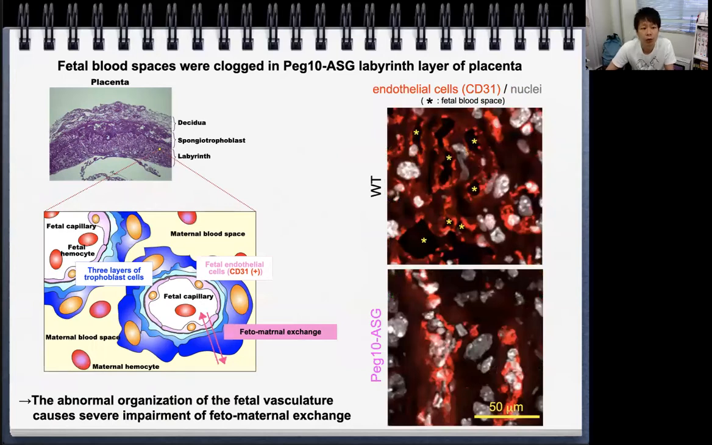Under magnified views, in the labyrinth, the fetal endothelial cell nuclei were accumulated in a narrow space, and the fetal blood space observed in wild type had become clogged in the mutant. As this structure is essential for gas and nutrient exchange between the fetal and maternal blood, this result suggests that the abnormal organization of the fetal vasculature causes severe impairment of fetal-maternal exchange.